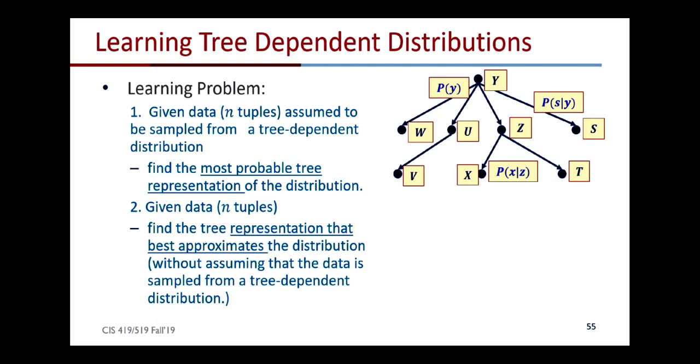I don't know what type of distribution has generated it, but I'm going to learn it using a tree dependent distribution. So what I'm going to produce in the output is a tree dependent distribution, one that best approximates the distribution. So I'm not making any assumption on where the data is coming from, but I have a hypothesis. My output representation is going to be a tree.